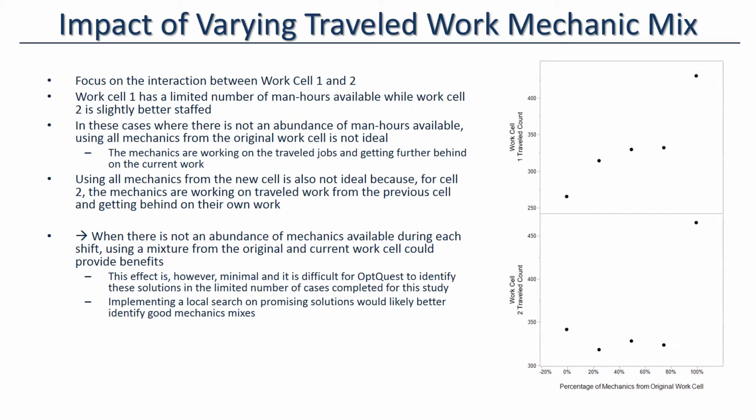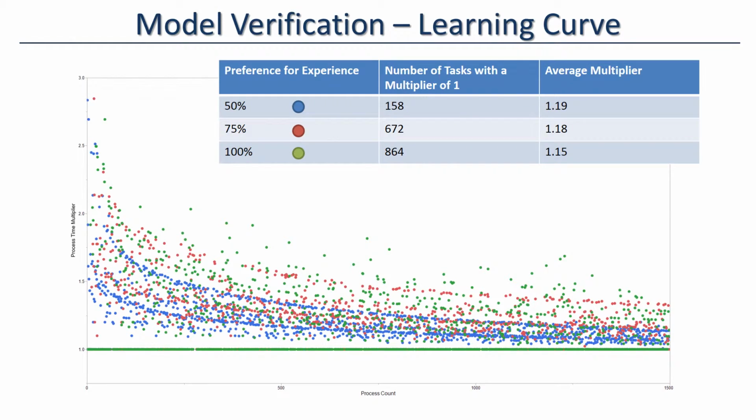So we see that in certain cases, choosing the correct percentage of mechanics from our original work cell versus the new work cell really helps to control our traveled work hours. And this helps us to balance the desire to work on the current state of work with the need to finish our traveled work from before. We want to see the impact of the learning curve, and we see that if we prefer all experienced mechanics, that will actually hinder our learning because those new mechanics aren't working as much, but we get more nominal results, and we see the correct learning curve form here.